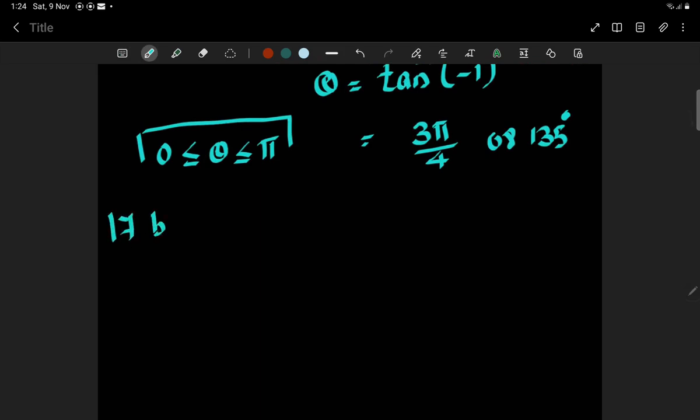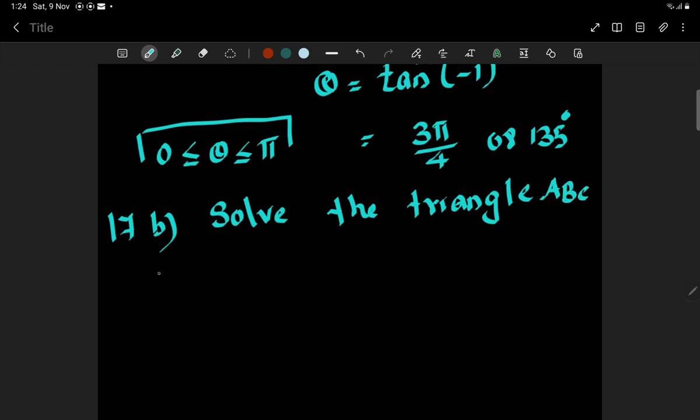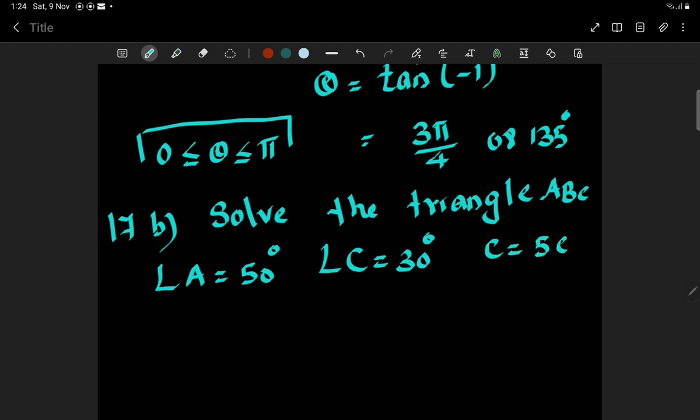17b, solve the triangle ABC. Angle A is equal to 50 degrees, angle C is equal to 30 degrees, then small c is equal to 5 centimeters. This is given in the question. So we need to find the other angle and other sides: angle B, small a, and small b.